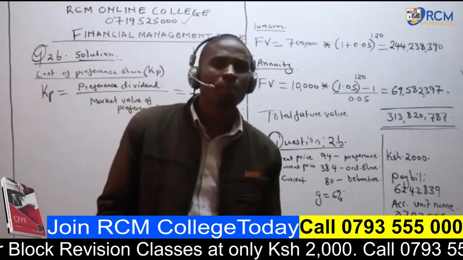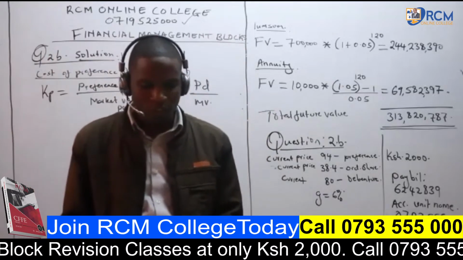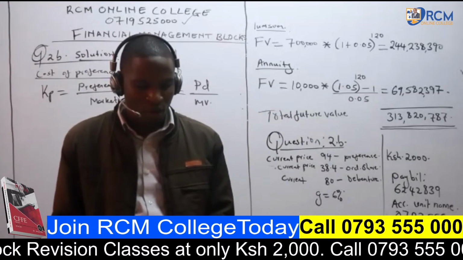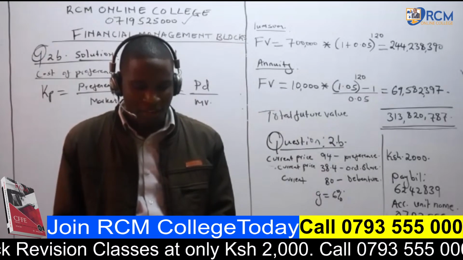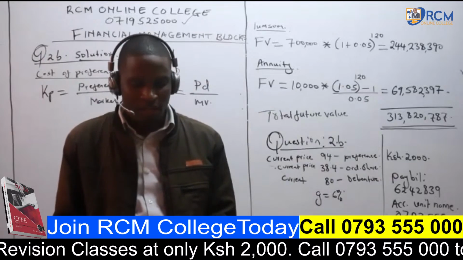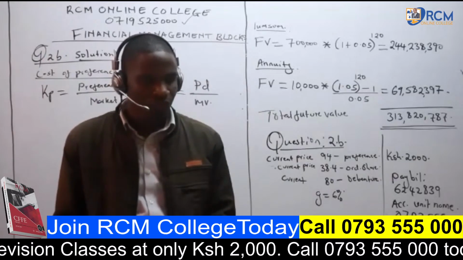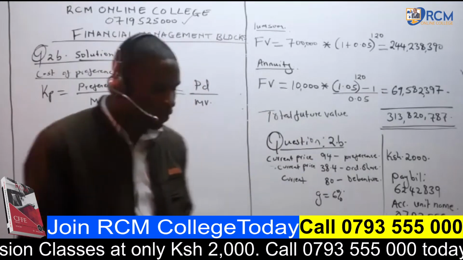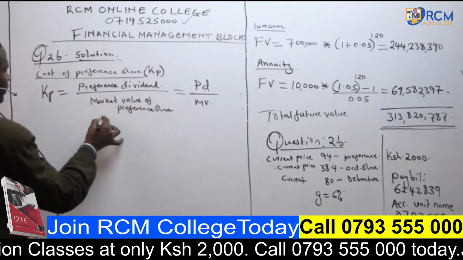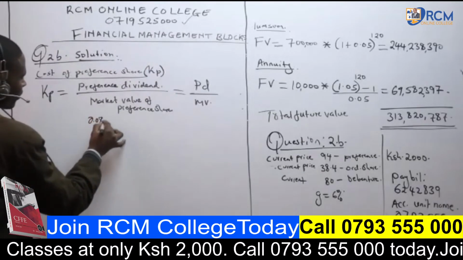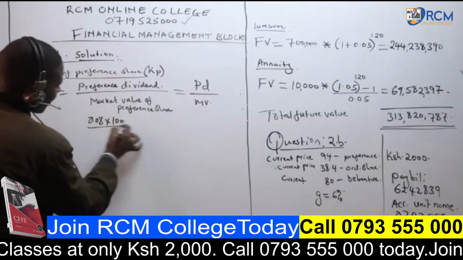So what are our preference shares? Let's look at the question and look at the preference shares that were there. What was our preference share? The par value of the preference share in that case. How much? It's 100. Therefore, it's 8%, which is 0.08 times 100, divided by the market value.